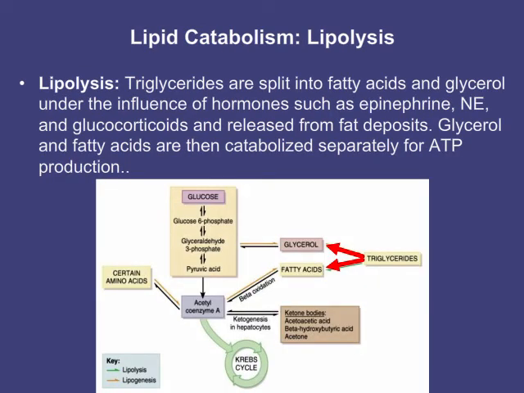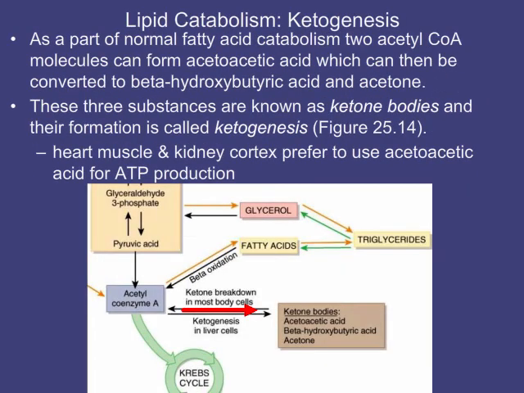Now, just like with glycogen, we can also catabolize lipids to produce energy, and this process is called lipolysis. This is the process of splitting triglycerides into individual fatty acids and a free monoglyceride, and this can be used to generate ATP. If we're breaking down a lot of fat molecules through the process of lipolysis, we can actually generate some molecules like beta-hydroxybutyric acid and acetone. These substances are collectively known as ketone bodies, and their formation is called ketogenesis.